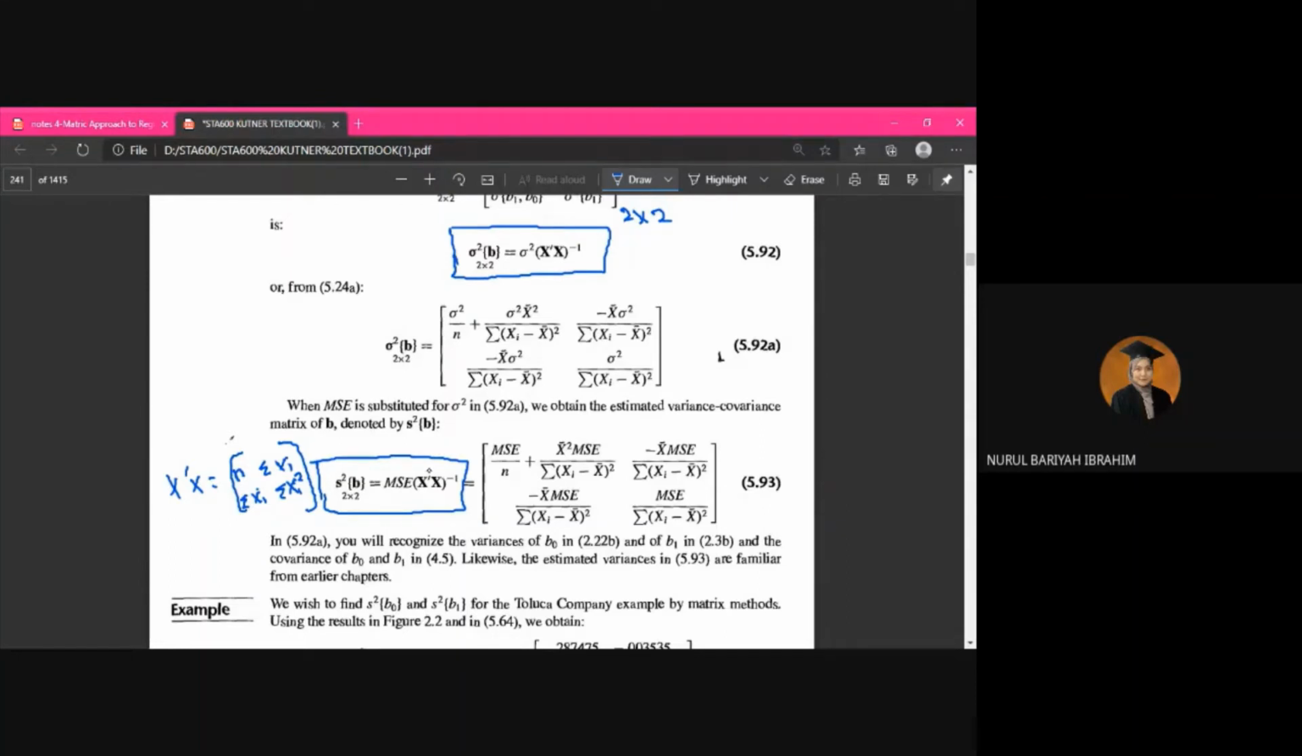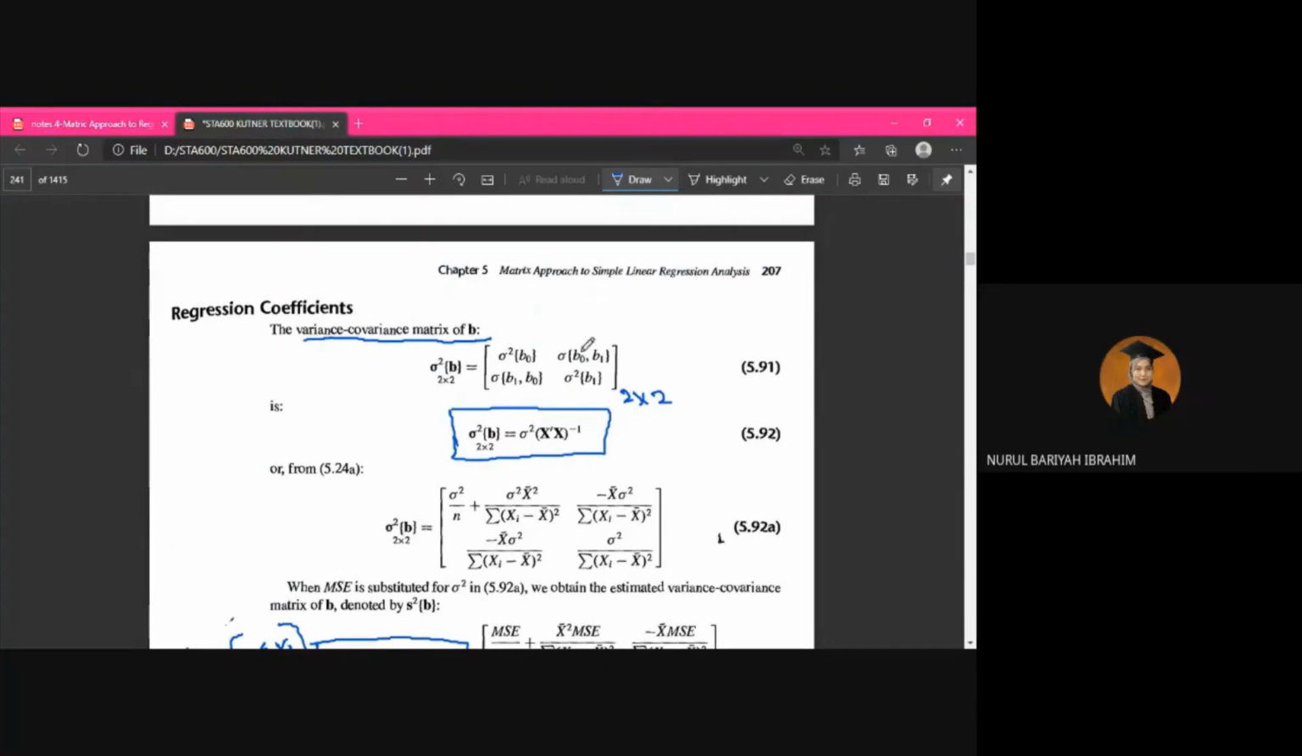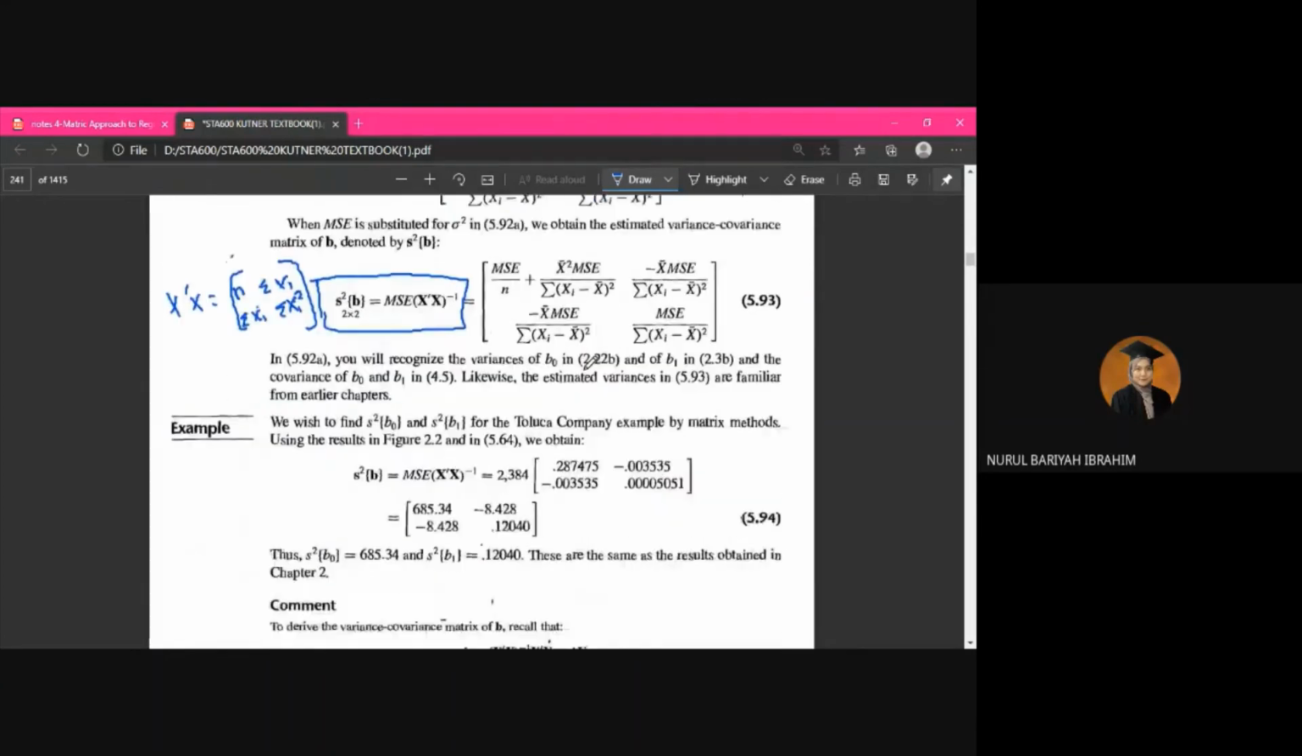So lastly, you will get a 2 by 2 matrix, where the diagonal here will be the variance for beta naught, and the diagonal value here will be the variance for beta 1. These two values are the covariance of beta naught and beta 1. So what we want are these two values, the variance of beta naught and variance of beta 1, in order to find the confidence interval for the parameter.